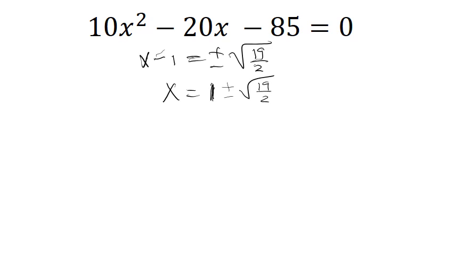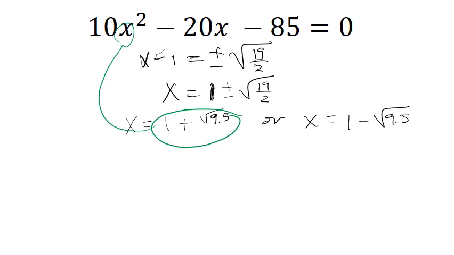Alright, so one answer is x equals 1 plus the square root of 9.5, or 19 halves, or x equals 1 minus the square root of 9.5. And those are my two solutions. Now if I wanted to check that the solution works, I need to take this entire amount and plug it back up in wherever I see an x. I'm going to let you take the time to check that it works. But this is how I would list my solution.